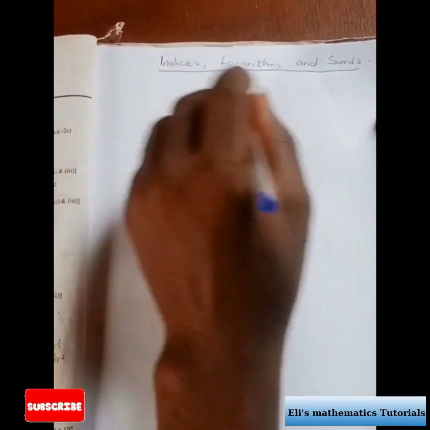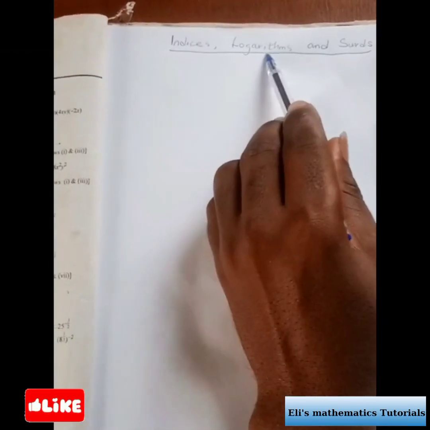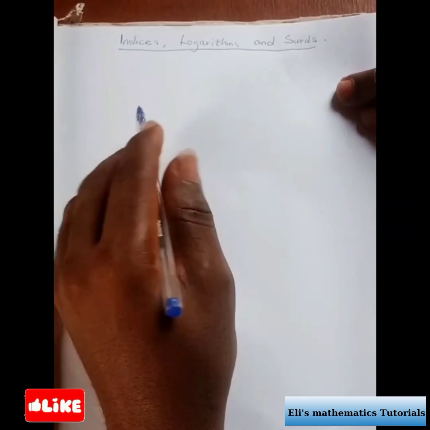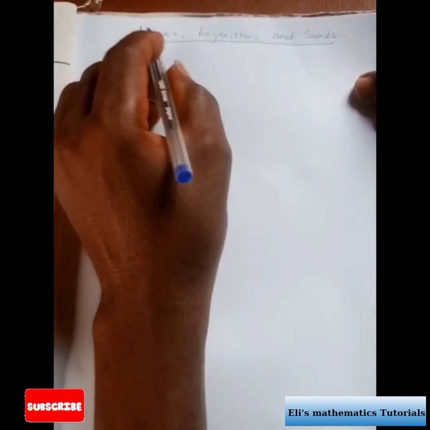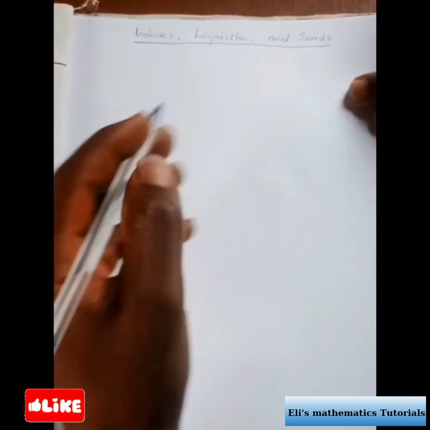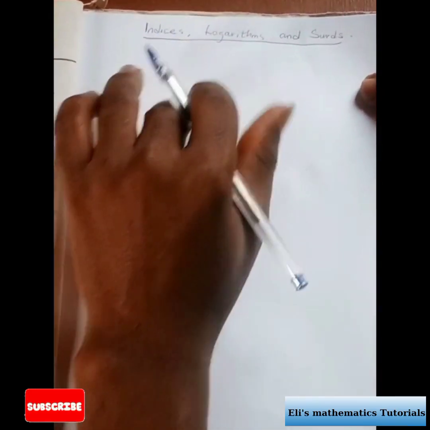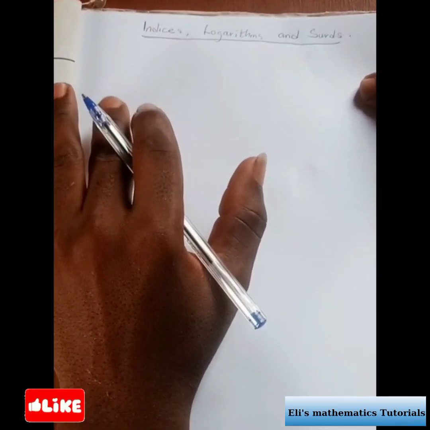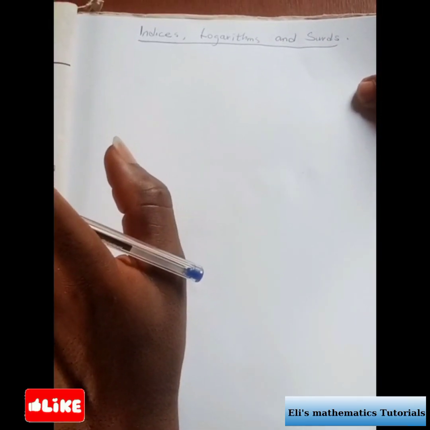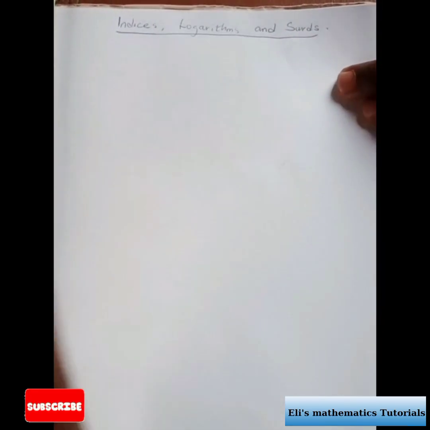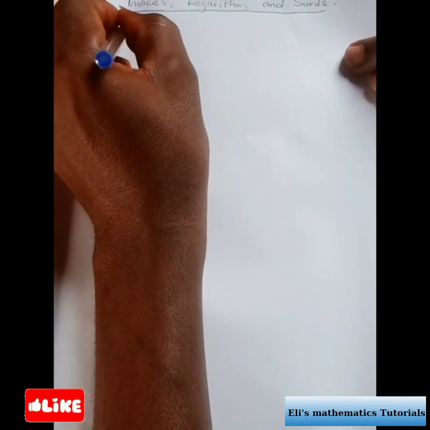Today we'll be looking at indices, logarithm, and surds. But in the course of today's studies, we are going to concentrate on indices. There are about 7 laws of indices, but we are going to discuss 5 in this lesson. So, the laws of indices.